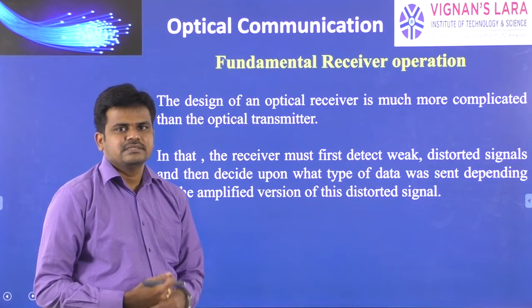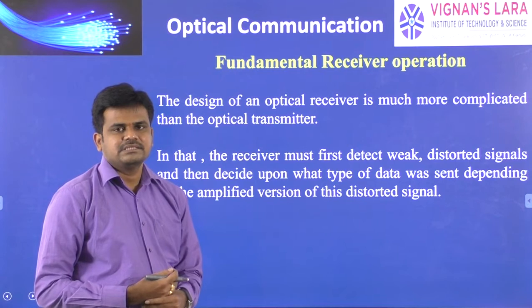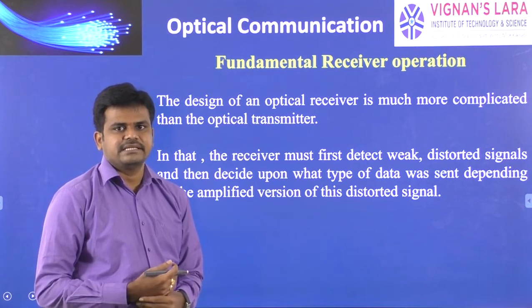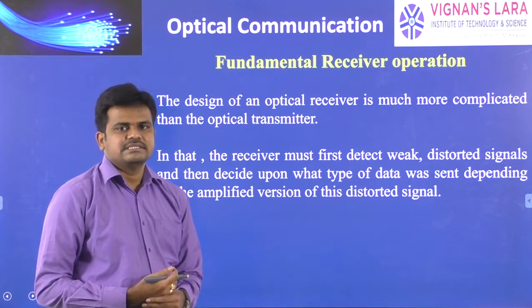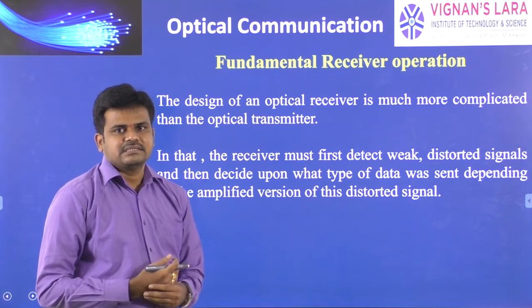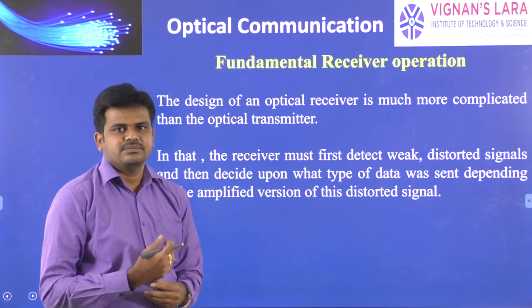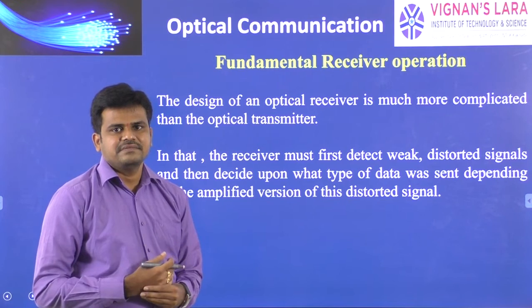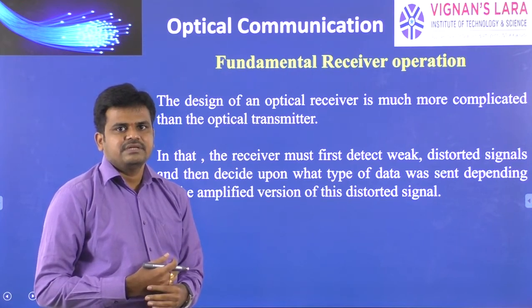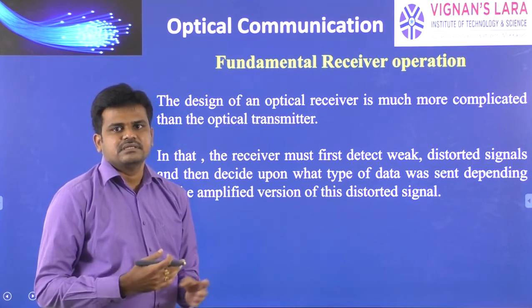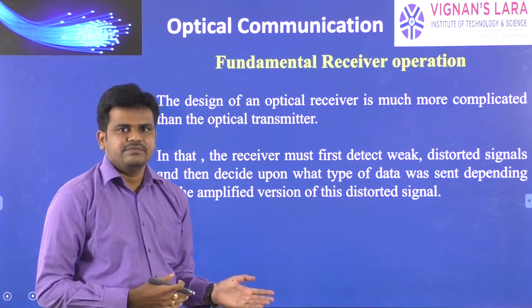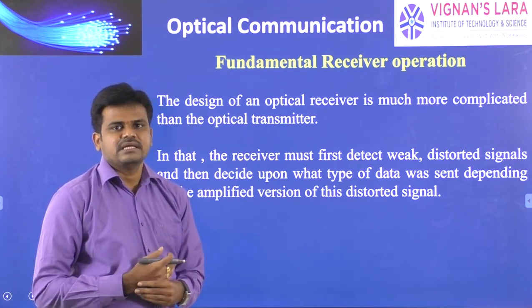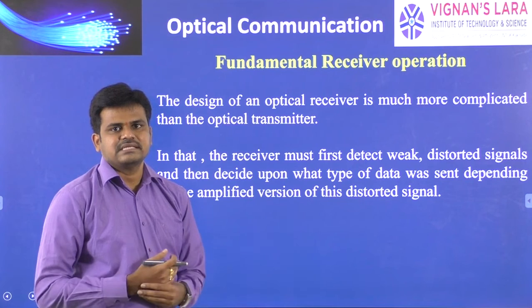In the last class, we studied optical sources as well as optical detectors. We also discussed that optical detectors are of two types: one is the pin detector, and the other is the avalanche photodetector. We tried to differentiate the pin photodiode from the avalanche photodiode, and we also discussed their characteristics.